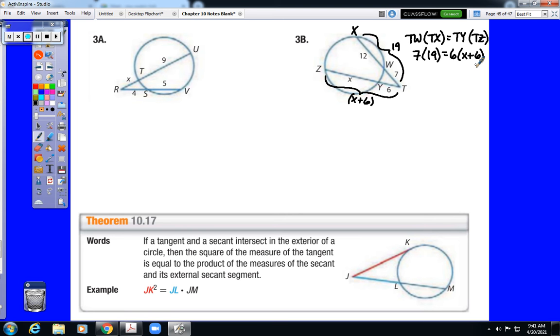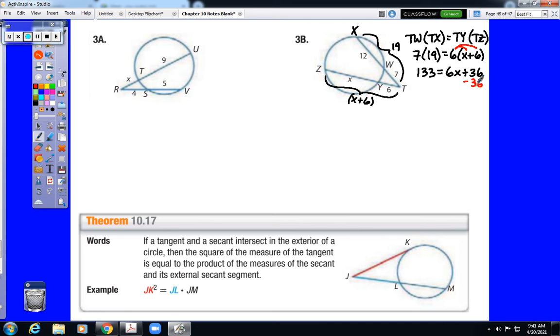We would multiply that out, so 7 times 19 is 133. Just going to double check that real quick, make sure my mental math is not off. Good, 133. On the right side, we're going to distribute to get 6x plus 36. So we did 6 times x, 6 times 6.